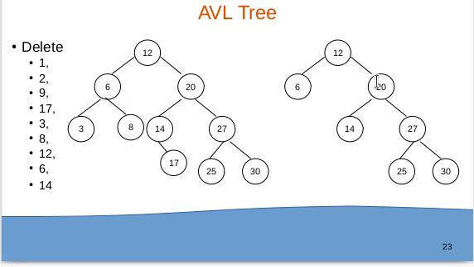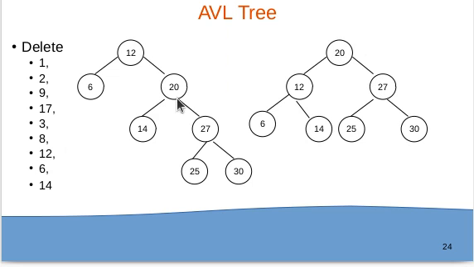Left rotation, so we have to rotate 20 here, and 12 will be the left child, and the left child of 20 will be the right child of the present root. So now 20 will be here, the left child will be 12, and the left child of 12 is 6 as it is, but the left child of 20 will be the right child of 12. So it is like this, and 27, 25, 30 is as it is. So now it is all balanced.